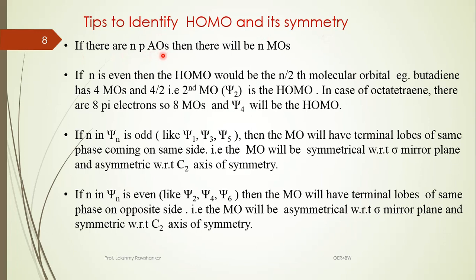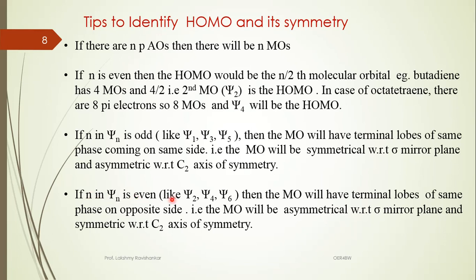Quick run through how to identify a HOMO and its symmetry. If you have n p atomic orbitals, then you will have n molecular orbitals. If n is even, like in butadiene where you have 4 p orbitals, then the HOMO will be half of that, or psi2 is my HOMO. For octatetraene, psi4 becomes the HOMO. If n in psi-n is odd, like psi1, psi3, psi5, etc., the molecular orbital will have the terminal lobes of the same face coming on the same side, which would be symmetrical with respect to the mirror plane and asymmetric with respect to the C2 axis of symmetry.